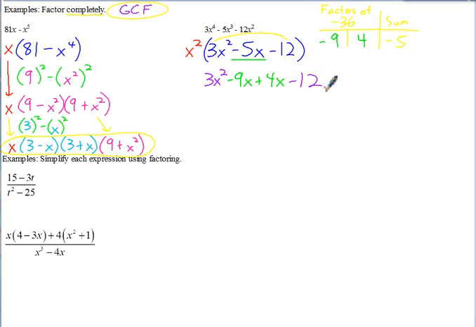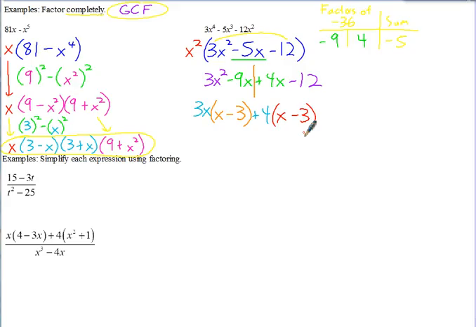Now we've got 4 terms, and when we have 4 terms, we can try to use group factoring. So split in half after the second term, and then just take out the GCF of each of the binomials here. So the first 2 terms, the GCF is 3x. And when we take that out, we're left with x minus 3. And the second 2 terms, the GCF is a positive 4. And we're left with x minus 3.